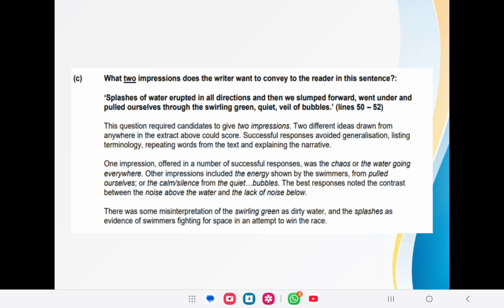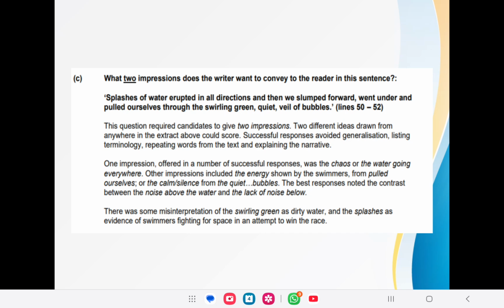See, this is the thing that you have to see. First thing is splashes of water erupted in all directions. Life is quite busy on the surface of the sea. Whereas when you pull yourself towards the bed of the sea, you will see that the life is swirling green, a quiet veil of bubbles. So basically the writer is trying to give an impression that life on the surface of the water and underwater are two totally different worlds. So these were the best responses, which noted the contrast between the noise above water and the lack of noise below.